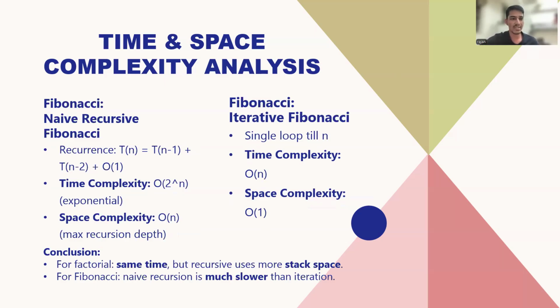So now comes the time and space complexity of Fibonacci series. For recursive Fibonacci, we know to calculate the Fibonacci for n, we first calculate the n minus 1 plus the n minus 2. So from here, the recurrence relation will be T of n is equal to T of n minus 1 plus T of n minus 2, and again, due to the base case, plus big O of n.